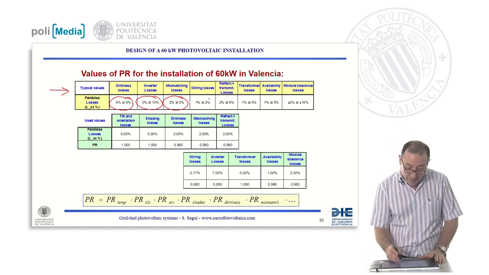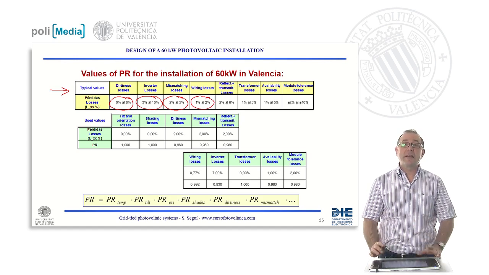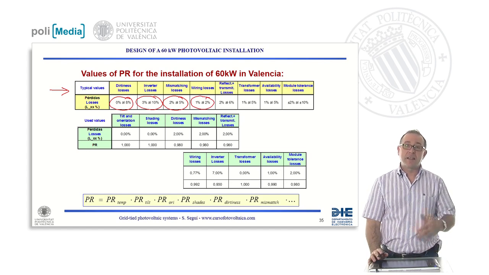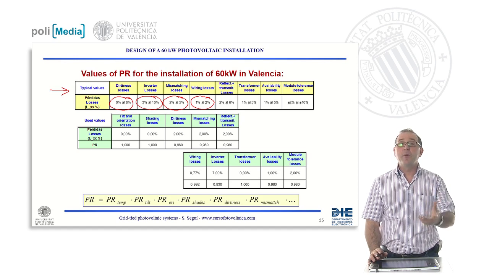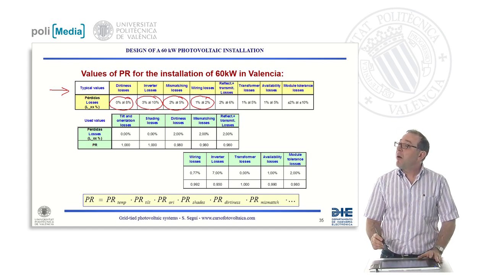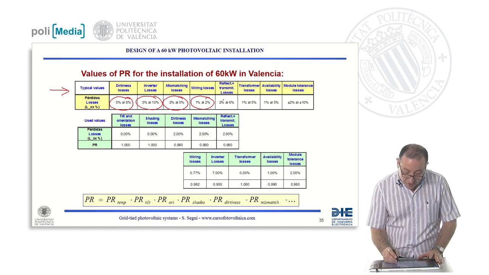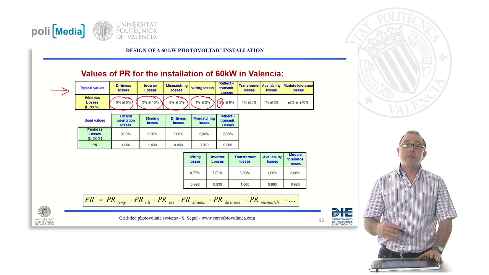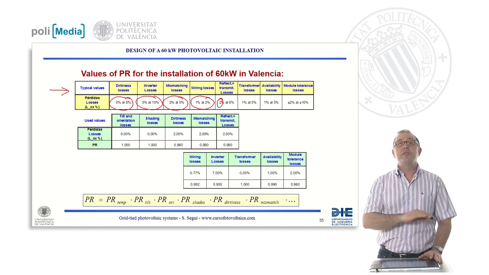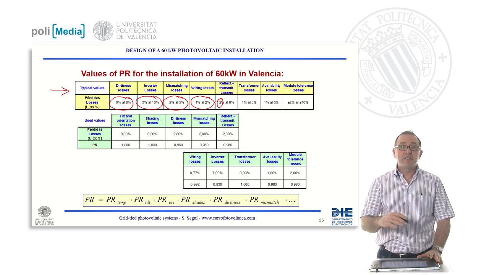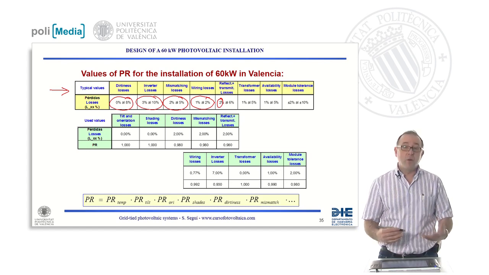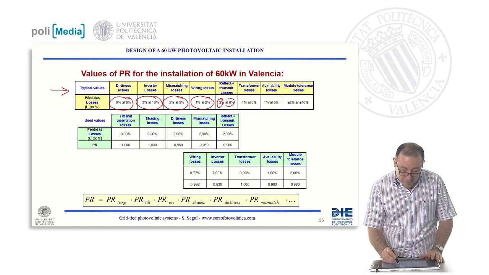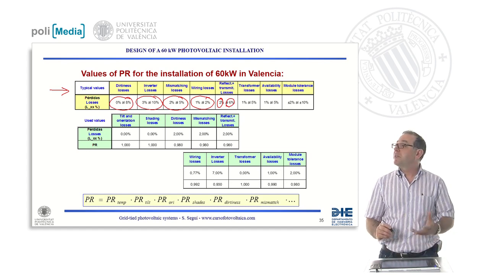Wiring losses can be established at values between 1 to 2%, depending on the design of the wires that we can do. We can improve the cross-section of the wires and reduce this value if we want. About reflection losses, typical values are around 2%, but in some cases with bad quality modules that use some anti-reflective layers that are not really good, we can arrive at values of 6%.